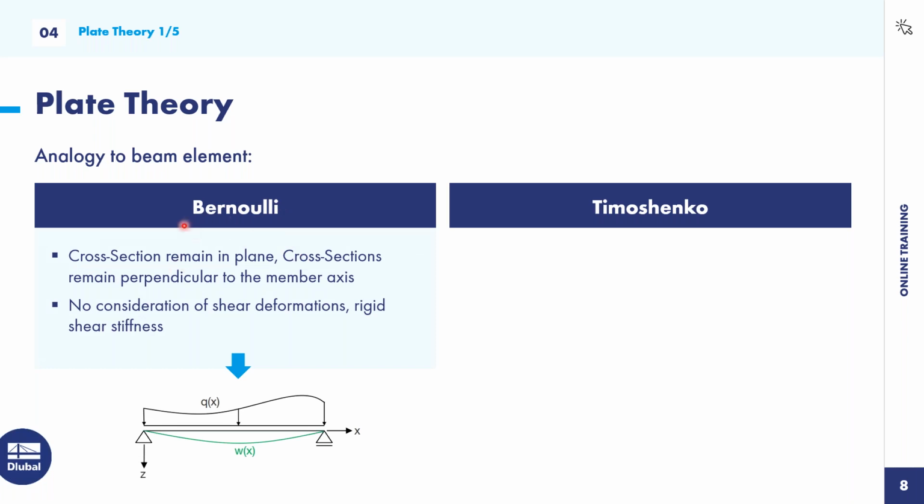So what is the Bernoulli theory? First of all, there is the cross section. When I deform something, it remains in plane, and the cross section also remains perpendicular to the member axis. I have also prepared a picture later for that. And one important point is that we don't consider any shear deformations because our shear stiffness is rigid. You will start with that because it's easier to calculate, and a lot of formulas you use are similar to that. Yeah, good.